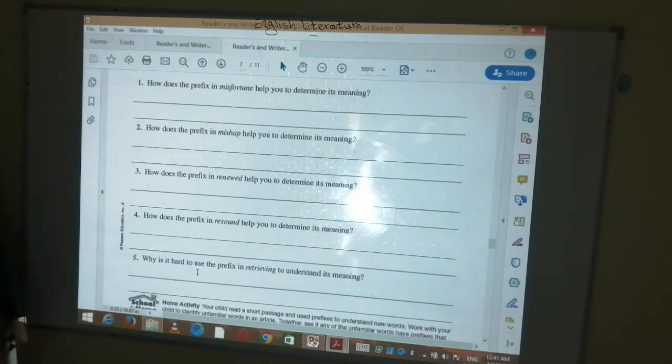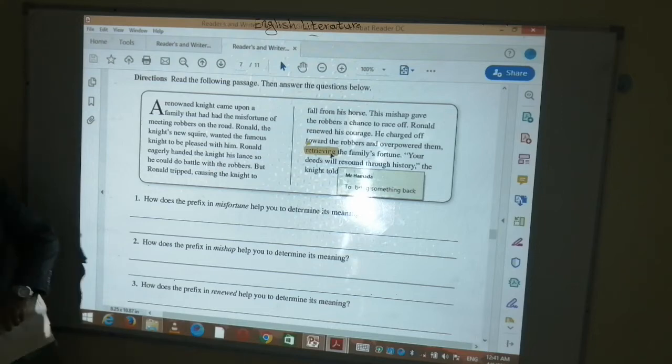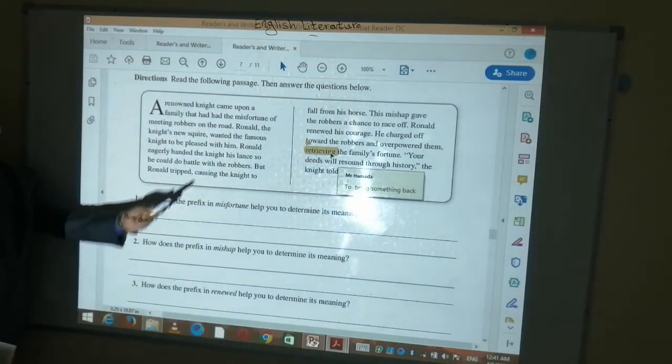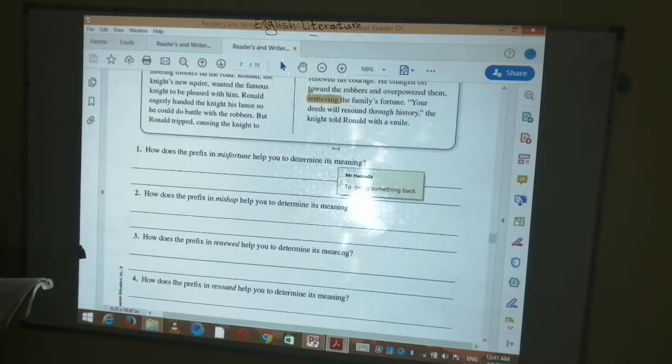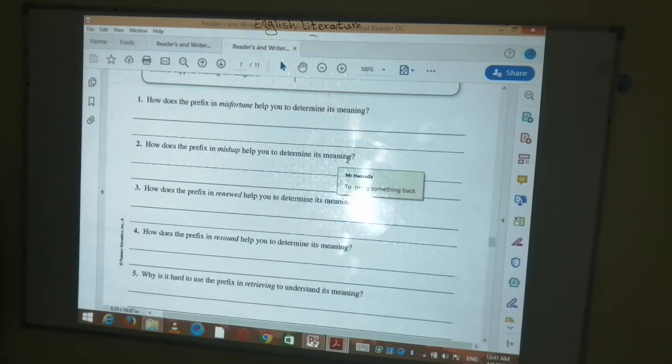After this one, we finish our list for phonics and new vocabulary. Why is it hard to use the prefix in retrieving to understand its meaning? For the word retrieving, what does it mean? To bring something back. So re here is not a prefix in the word. The word itself has no prefix in it. So we can say the base word in retrieving is not a word. So adding the prefix can help you with what? With the meaning. This is the answer of question number 5.